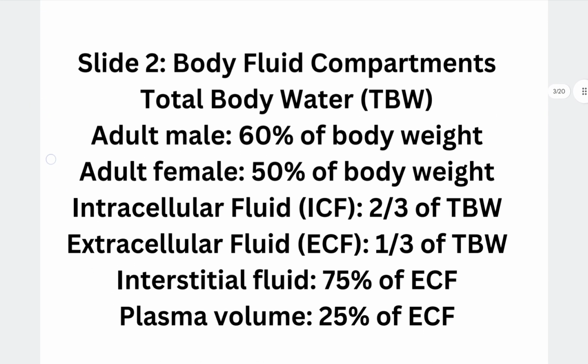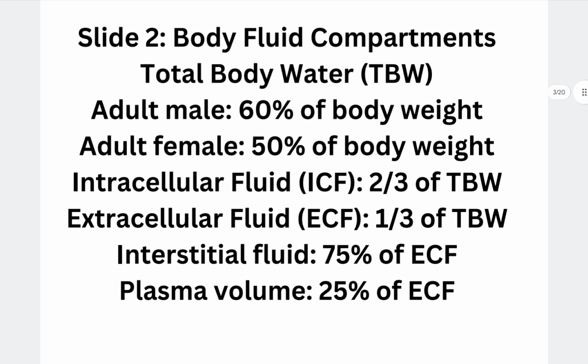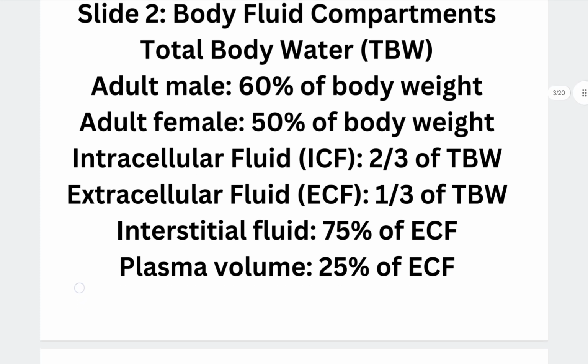So coming to the basics, what are the body fluid compartments? In an adult male, 60% of the body weight is made up of fluids, and in adult females 50% of the body weight is made up of fluid. We divide the body compartments into two parts, that is intracellular fluid and extracellular fluid. Intracellular fluid is made up of 2/3 of the total body water, whereas extracellular fluid is made up of 1/3. The extracellular fluid compartment is further divided into interstitial fluid, which makes up 75% of the extracellular fluid compartment, and 25% is made up of our plasma volume. So this is the compartmental divide of the body fluid.